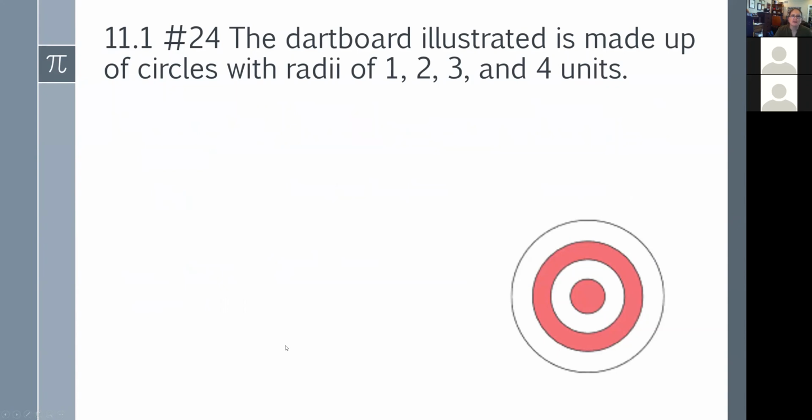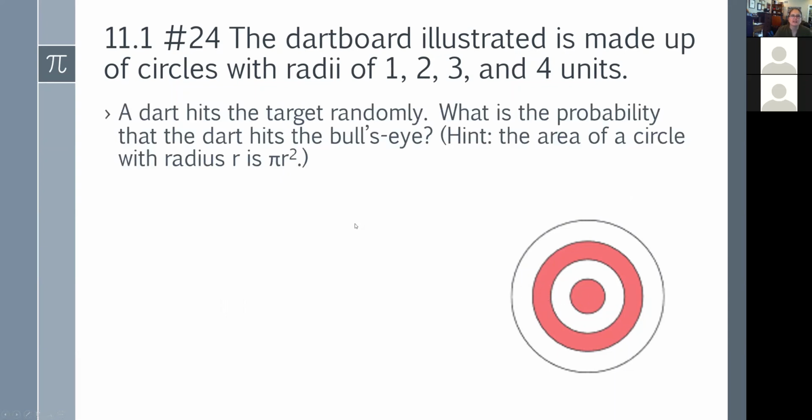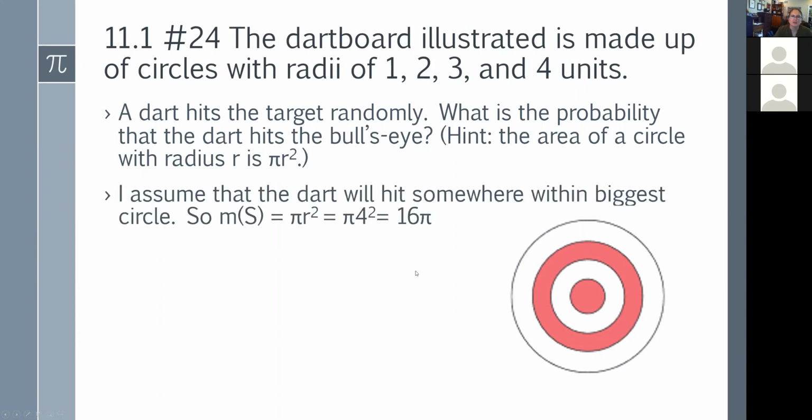11.1, number 24, it says the dartboard illustrated is made up of circles with radii 1, 2, 3, and 4 units. A dart hits the target randomly. What is the probability that the dart hits the bullseye? And it gives us a hint about finding the area of a circle. So I'm going to assume that it's going to hit somewhere in one of these circles. So M of S is the area of the entire thing, which is 16 pi.